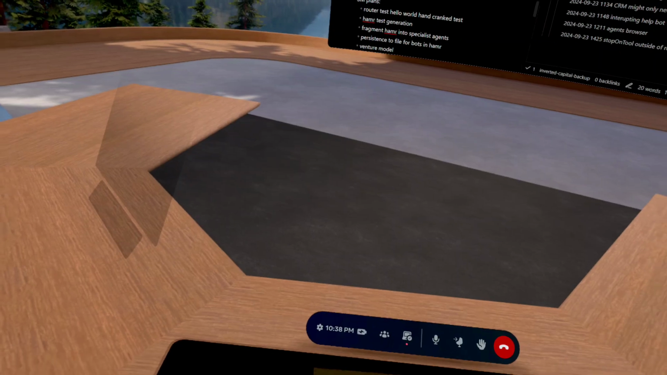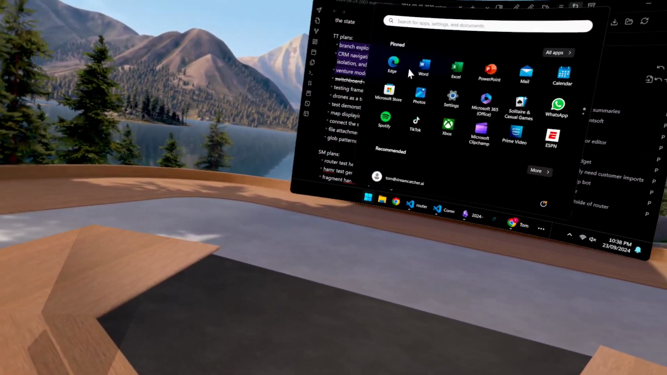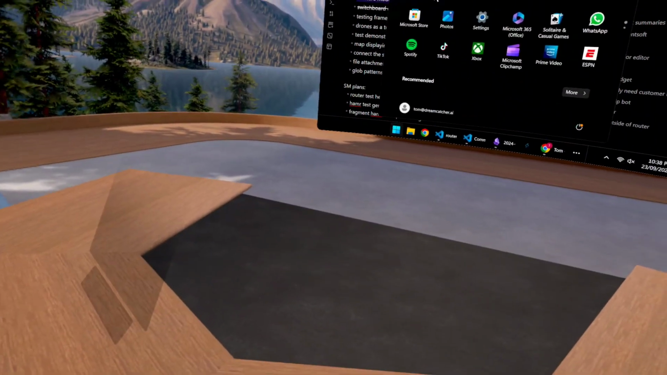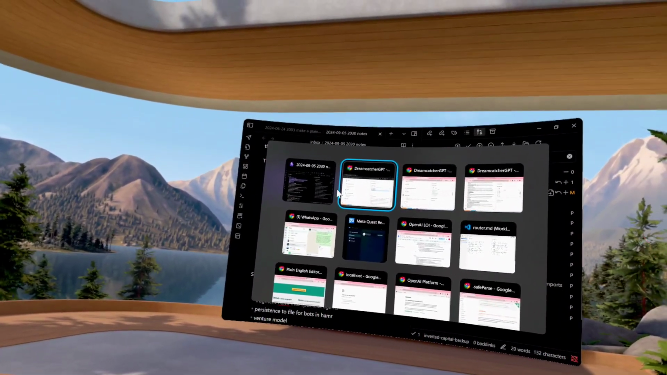Shall we move on to the venture model? Yeah, let's do it. How much time have you got? Probably about 20 minutes. Okay, that's probably more than what I've got, but yeah, sweet.